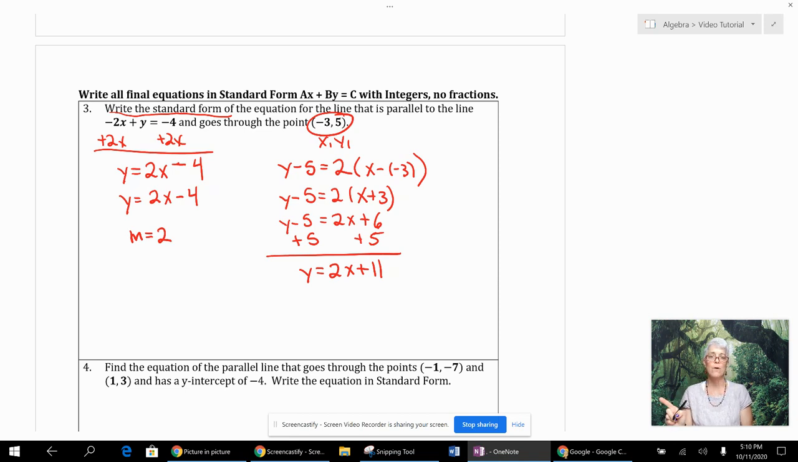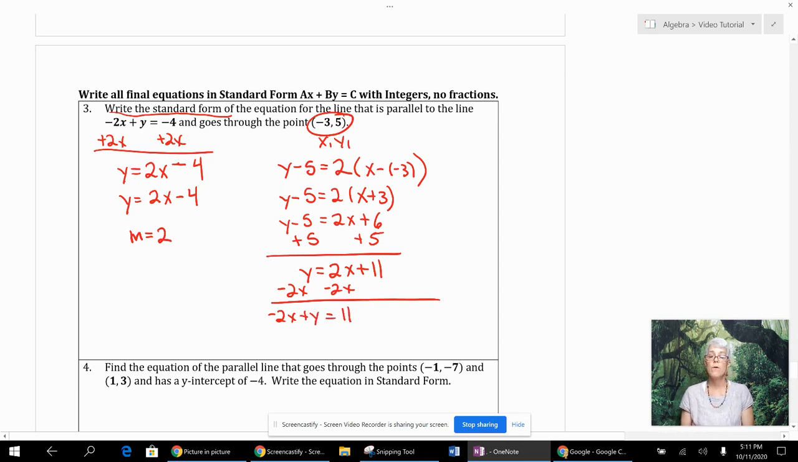It says write it in standard form. So let's move things around till we have it in ax plus by equals c form. So I'm going to move the 2x back over. I'm telling you, my mistakes on these videos are going to be the death of me because I have to do them over again. So we have a negative 2x plus y equals 11.